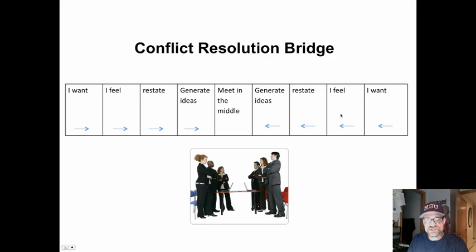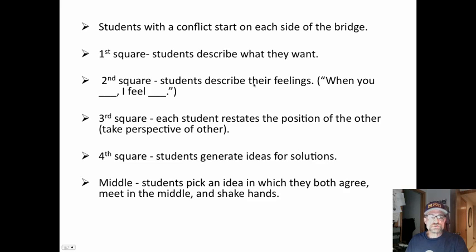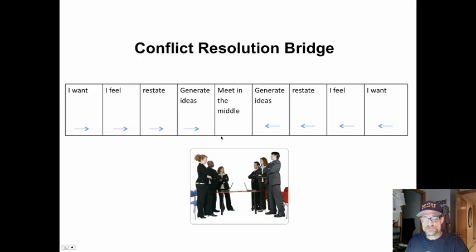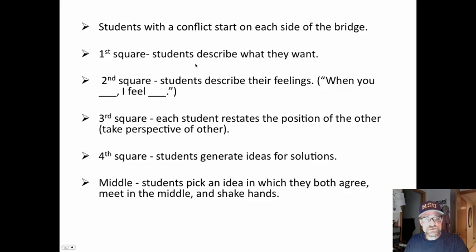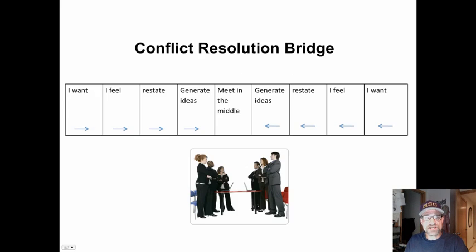Each child starts at either end. Now I'm going to show you exactly what happens in each square. And yes, this can be done at the first, second, third grade level. Students with a conflict start on each side of the bridge. There they are. In the first square, students describe what they want.